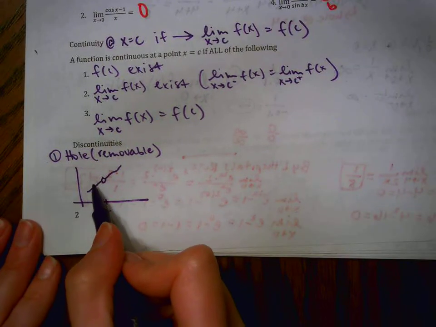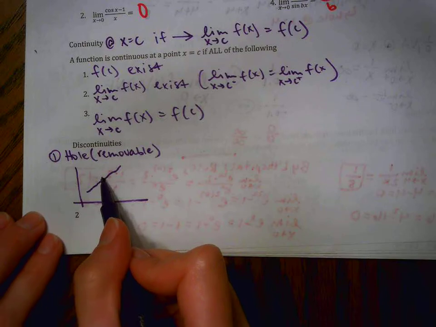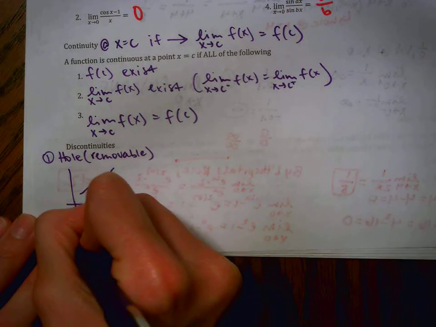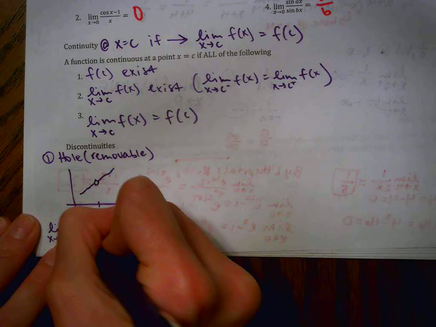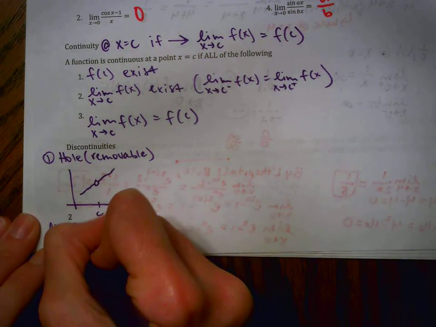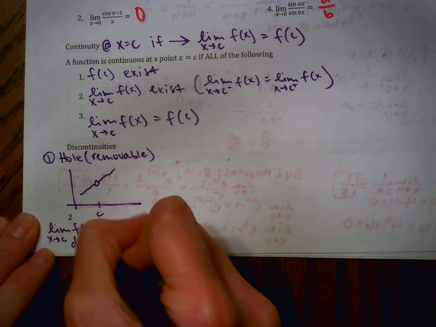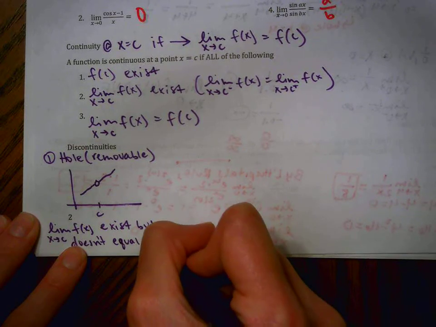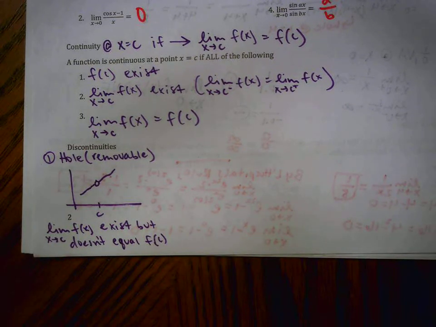When you approach c from the left and the right, it's the same y value, but the y value doesn't exist there. So you would say the limit as x approaches c of f of x exists in this case, but doesn't equal f of c, because f of c doesn't exist. If it was asking does the limit exist, the answer is yes, but if it's asking is it continuous, the answer is no. Those are not the same thing.